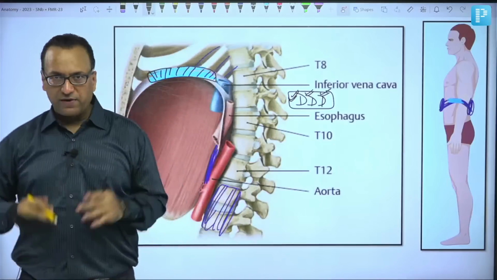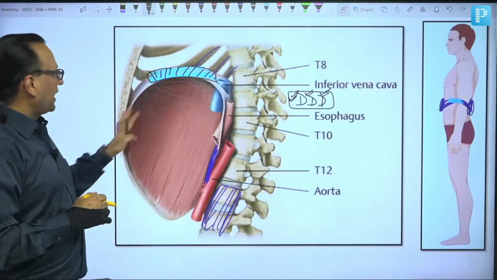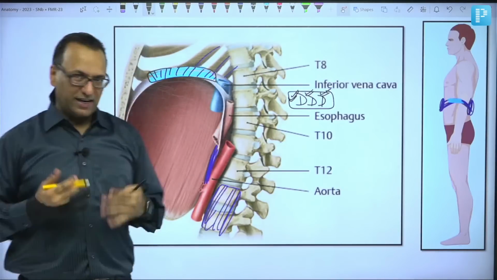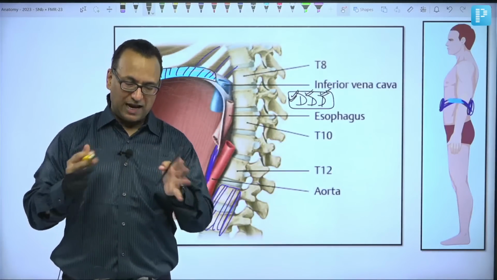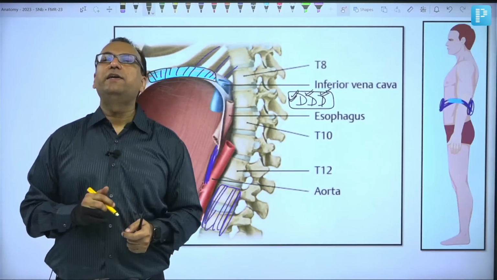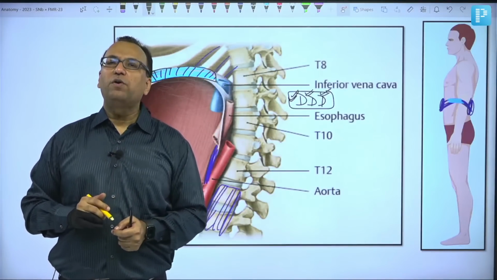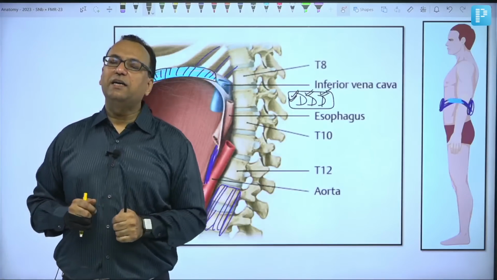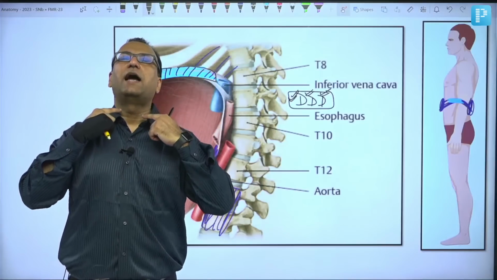Diaphragm is the chief muscle of inspiration, because during inspiration the diaphragm descends down. That is about the origin, insertion, and action of the diaphragm. What is the nerve supply? The nerve supply is the phrenic nerve, C3, C4, C5. It comes from the cervical region and supplies the diaphragm.